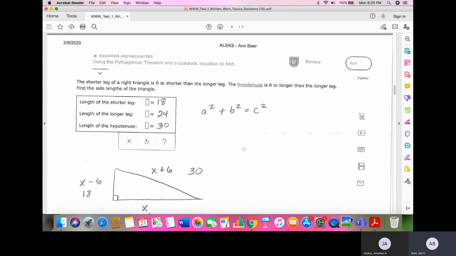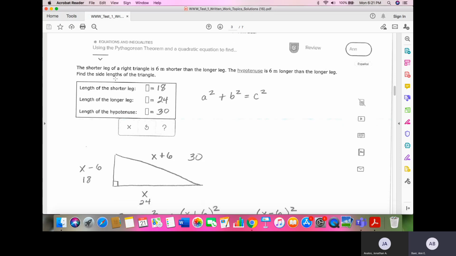So let's take a look at written work topic number 3 on the Pythagorean theorem. I taught trig this morning, and it's very important to understand the Pythagorean theorem if you're going to go on and take trig. So let's read the problem. The shorter leg of a right triangle is 6 meters shorter than the longer leg. The hypotenuse is 6 meters longer than the longer leg. Find the side lengths of the triangle.